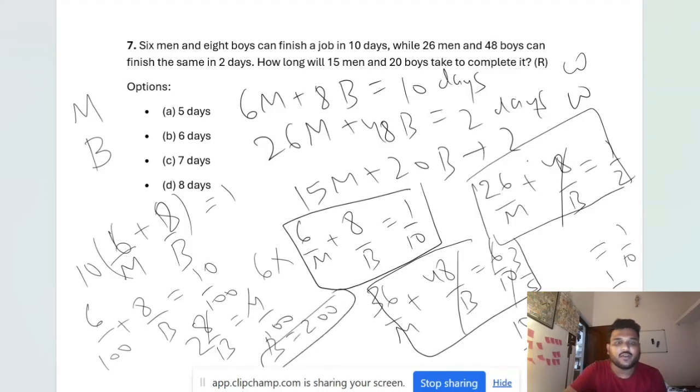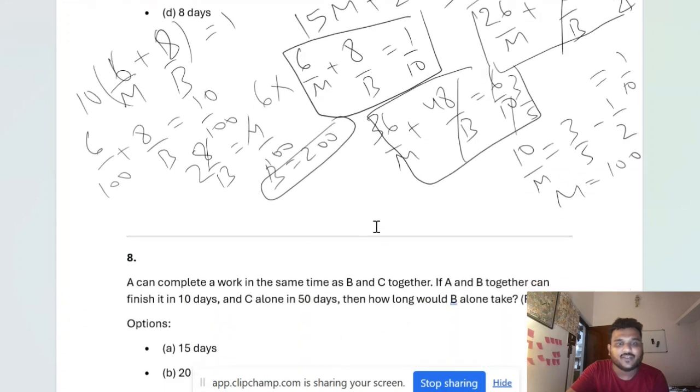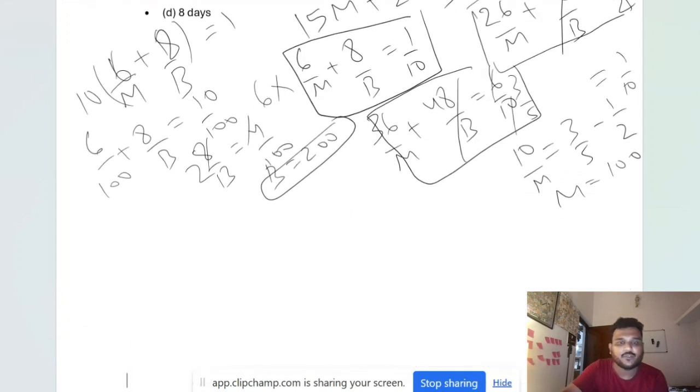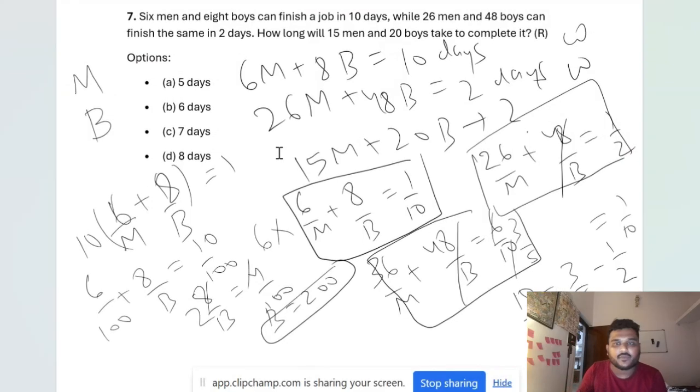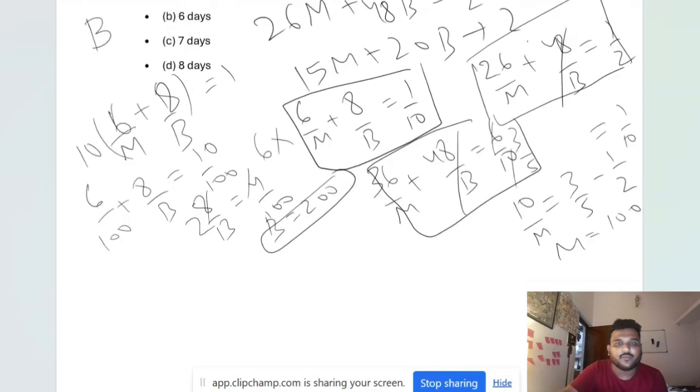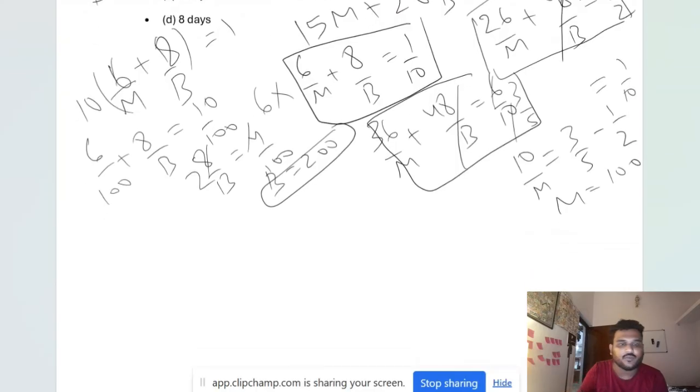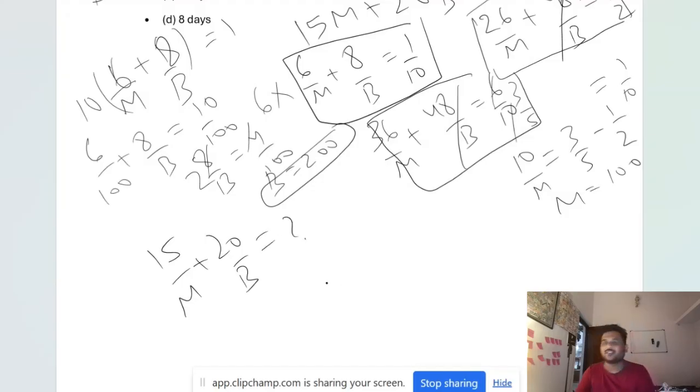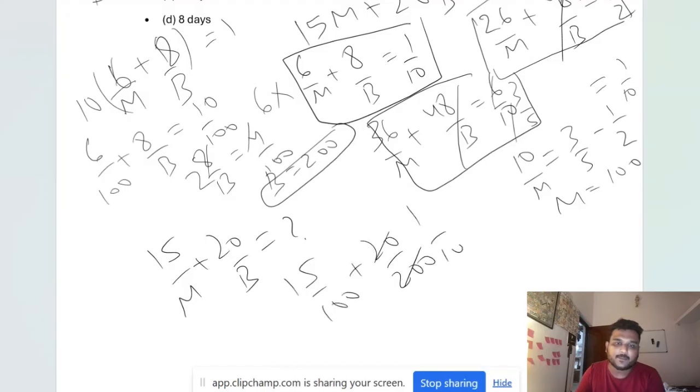Now we need to find out how many days they will take. So let me get some more space. Simply substitute 15 men and 20 boys. So what will be the equation? 15 men, 20 boys. Whatever the answer will come, I know the denominator is the number of days. So 15 by 100 plus 20 by 200. What is this? 1 by 10, or 10 by 100. So 25 by 100, so 1 by 4. How many days? 4 days.